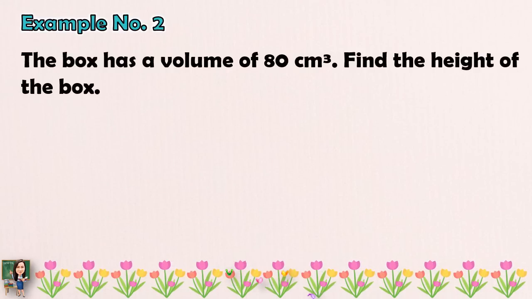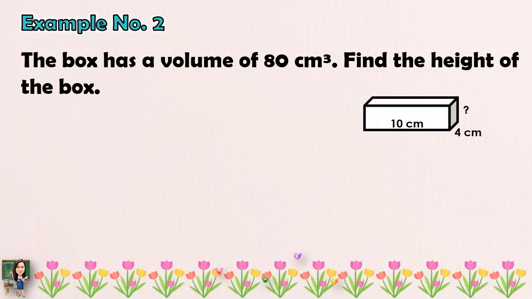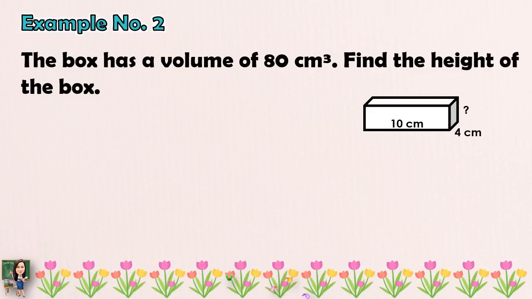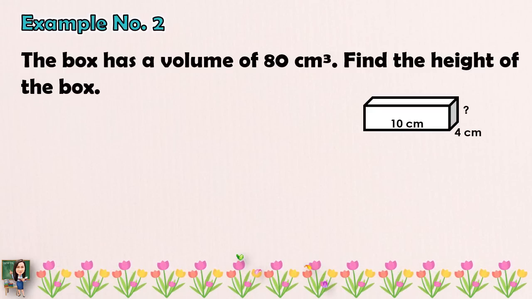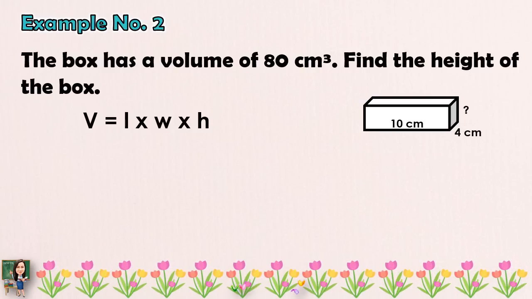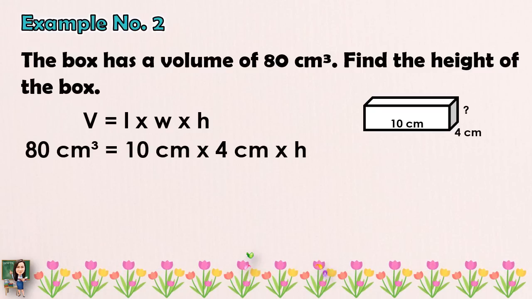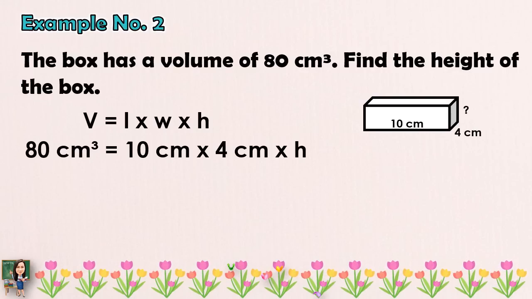Example number 2. The box has a volume of 80 cubic centimeters. Find the height of the box. So this is the given figure. As you can see, the length is 10 cm and the width is 4 cm. The height is unknown. The formula for this is volume equals length times width times height. The volume of the box is already given, which is 80 cubic centimeters, where the length is 10 cm and the width is 4 cm.